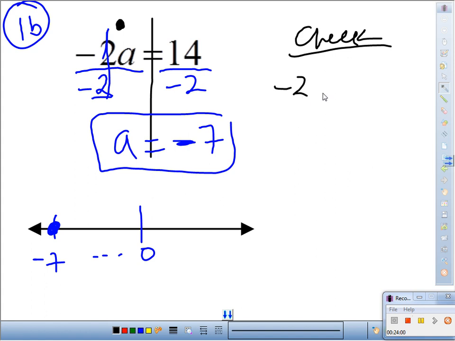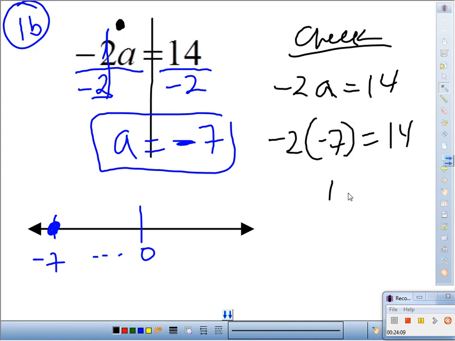And lastly, we're going to check. So we got -2a equals 14. And we said it's multiplication between these two, yes? -2 times -7 equals 14. Is 14 equal to 14? That is true.